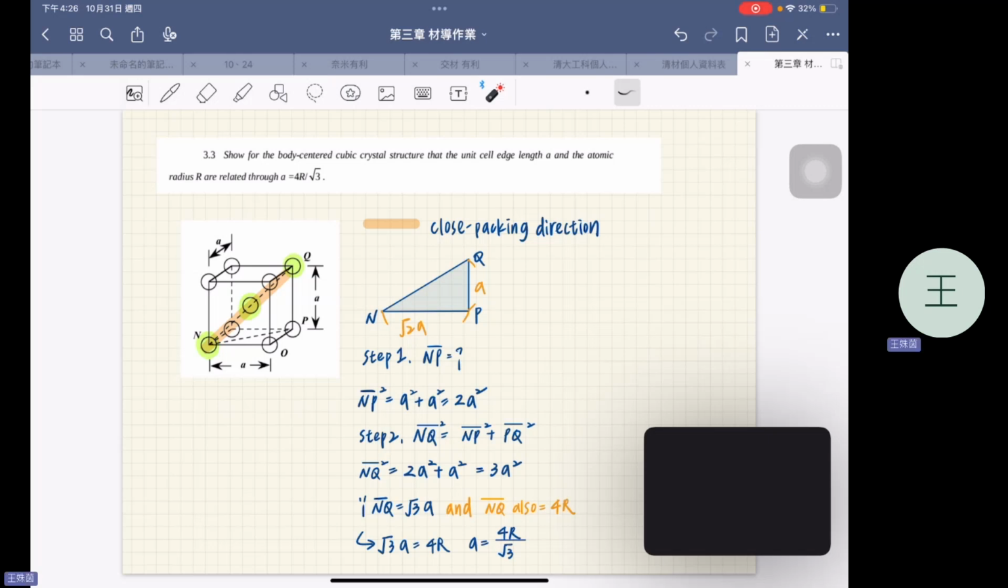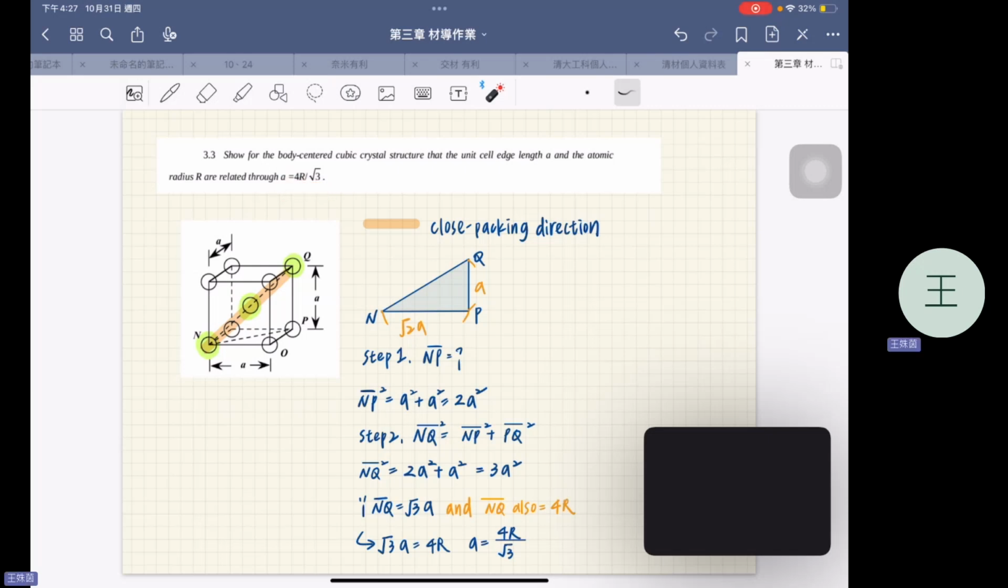Okay, so for the first question, we need to determine why inside a BCC structure the A equals to this thing. Okay, so in order to solve it, we first need to know the structure of BCC. So in the center of the cubic, there's also one additional atom inside. So the close packing direction is here. So we need to use this length to determine why A equals to this.